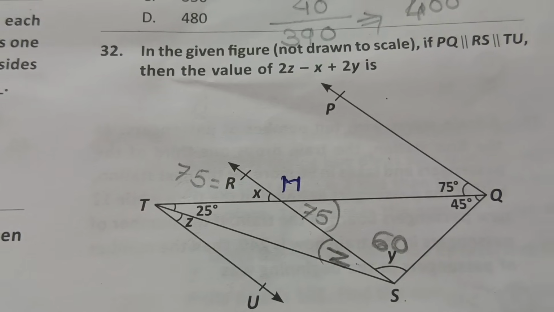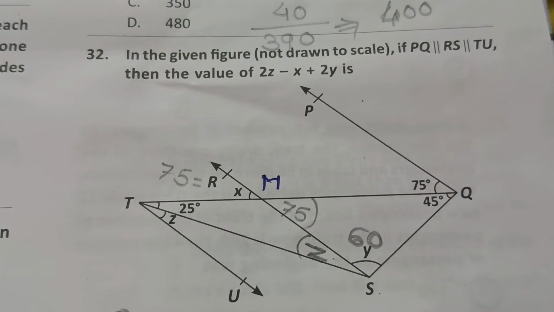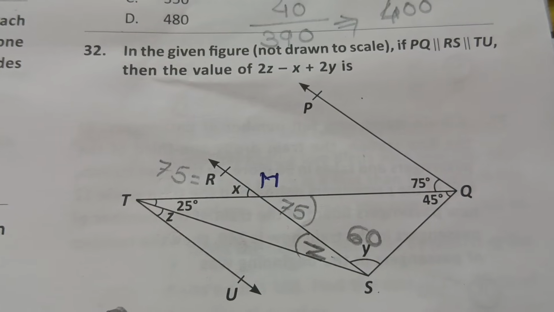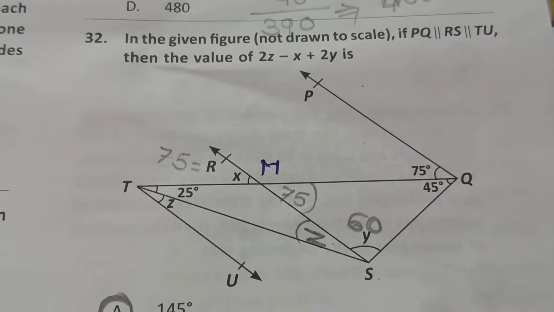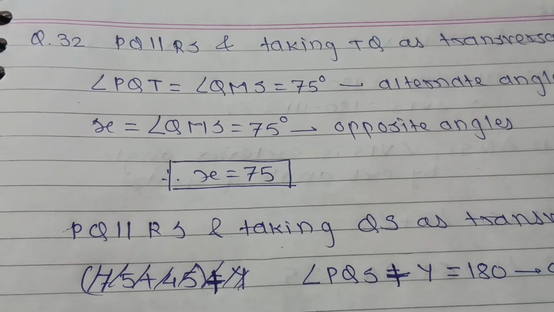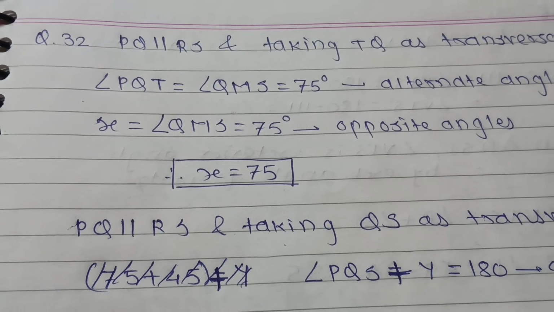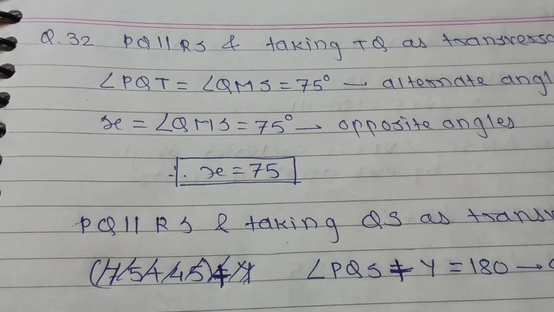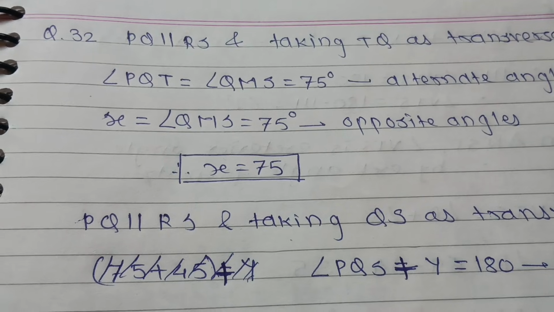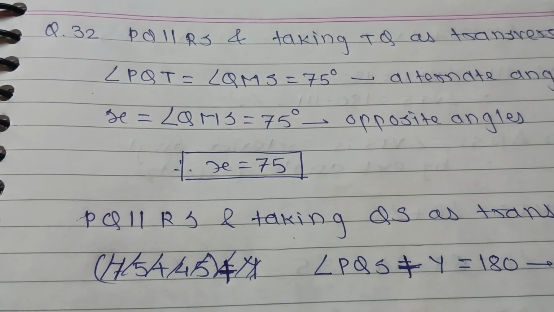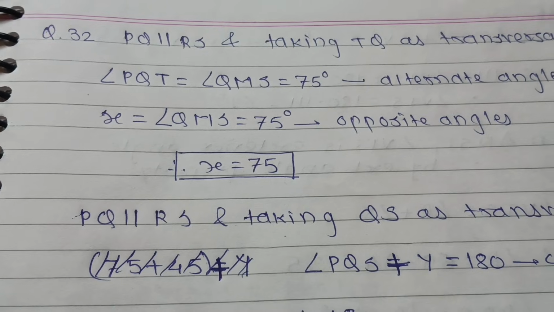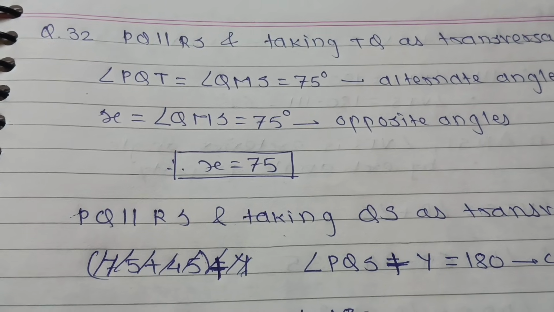Question number 32. In the given figure, if PQ is parallel to RS is parallel to TU, then the value of 2Z minus X plus 2Y is what? For that, PQ is parallel to RS and taking TQ as a transversal. Therefore, angle QT is equal to angle QMS is equal to 75 because they are alternate angles and alternate angles are equal.